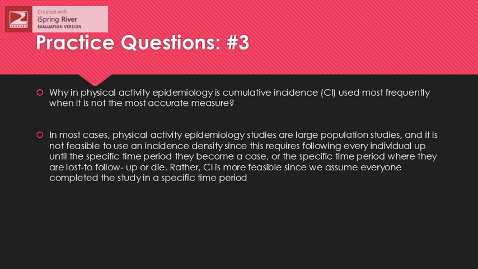So you would have to know all of those things if you wanted to calculate incidence density, because you would have to know exactly how long the people were exposed to physical activity. So cumulative incidence is more feasible because we just assume that everybody stayed in the study the whole time.